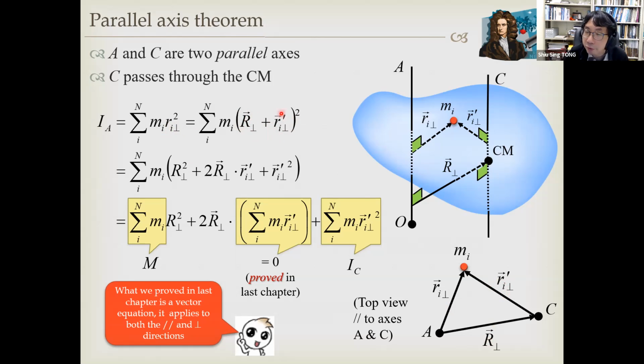And I take the square root of this, just like here. But you should know that what I mean by square is a dot product of this vector with itself. Okay, so I form a dot product of this vector with itself. The first term is, of course, R pro dot R pro, and so I got R pro square. The last term is Ri pro prime dot Ri pro prime, so I got Ri pro prime square.